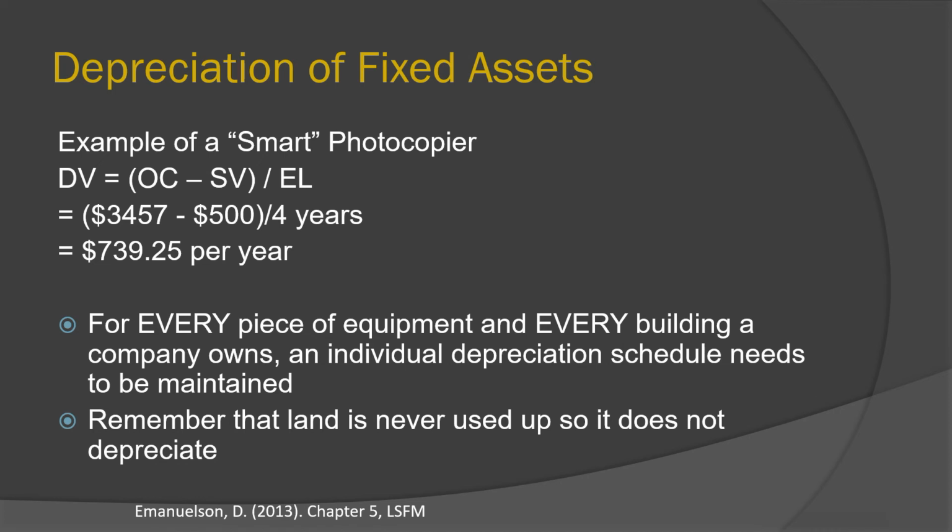So what companies do then is for every single piece of equipment and every building a company owns, there is an individual depreciation schedule that needs to be maintained. So that means that the fixed assets change over time. Each year they're different because the values are different for things that depreciate. But always remember that land is never used up, so it does not depreciate in value.